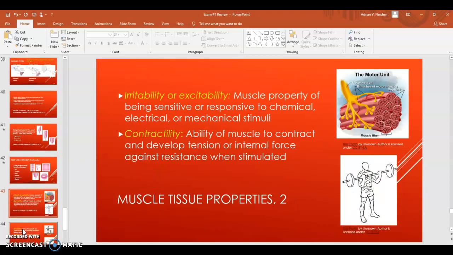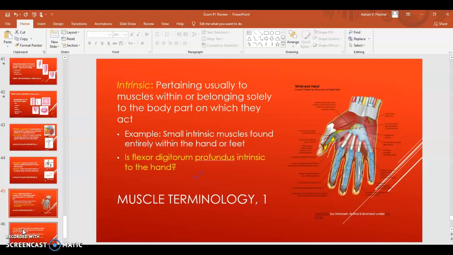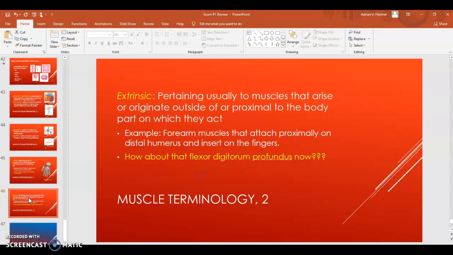There are stages to contraction, and that is irritability, contractility, extensibility, elasticity. You'll need to put those in order, 1, 2, 3, 4. Intrinsic muscles, you remember this? Is flexor digitorum profundus intrinsic to the hand? No, it is not. Flexor digitorum profundus is not intrinsic to the hand, though it moves the hand. It crosses the wrist, so it ends up being extrinsic.